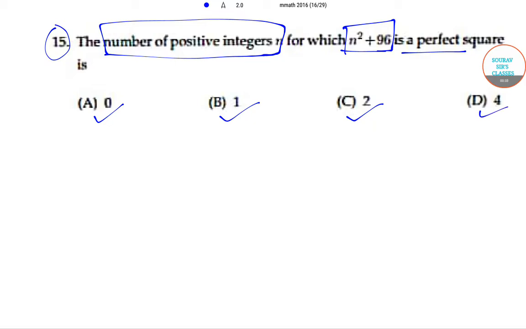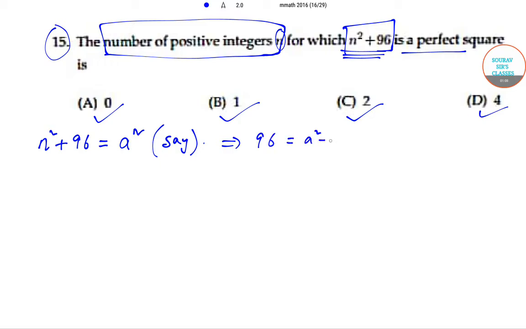So we need to find out the number of positive integers n for which this expression n square plus 96 is a perfect square. So what we'll assume over here is that n square plus 96 is equal to the square of some number a. So n square plus 96 is equal to a square. In that case we can write 96 is equal to a square minus n square, and a square minus n square we can write as a plus n into a minus n.